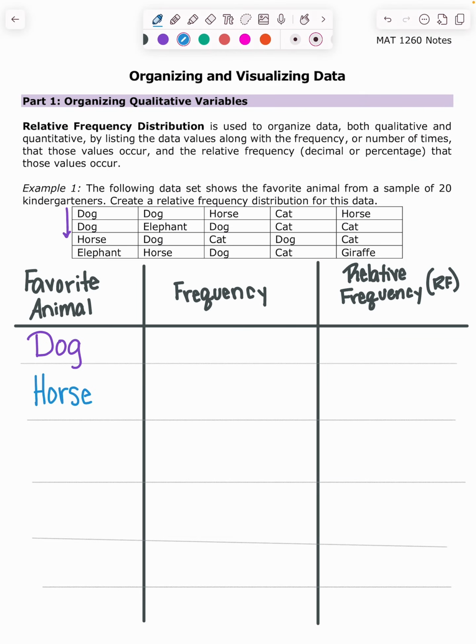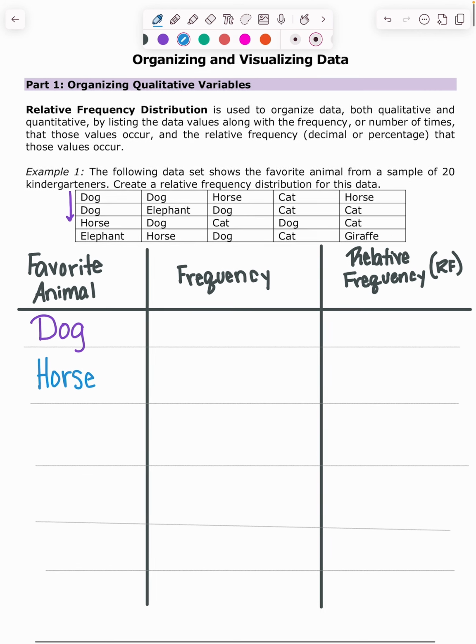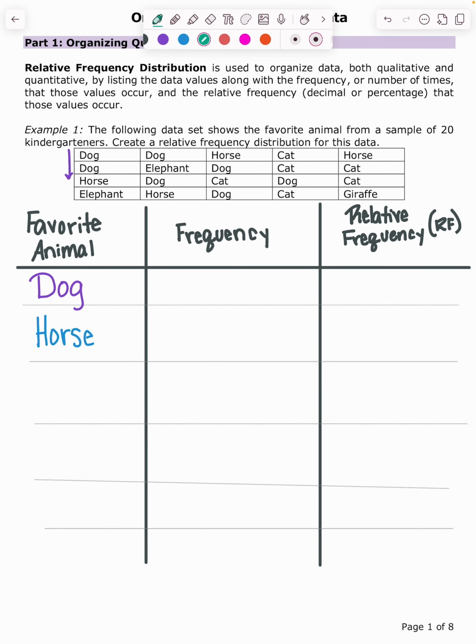Whoopsies. Okay, so sorry about that. And then after horse, we have elephant. After elephant, continuing down the columns, we have cat. And then the last one is all the way at the end, and it is giraffe. So I've just gone down and I've written each unique animal that I see in the data set.